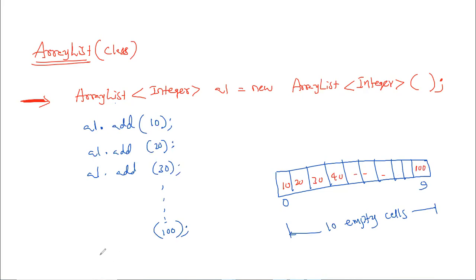Then as a programmer, I am trying to add one more element, AL.add(110). This is my next element, the 11th element. What will happen? Collections are growable in nature or not? Depending on the requirement, collections will grow. Because the program is trying to add the 11th element, is there any extra space available? No, there is no cell available to store the next value 110. Then what has to happen?